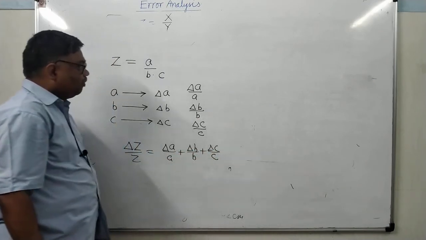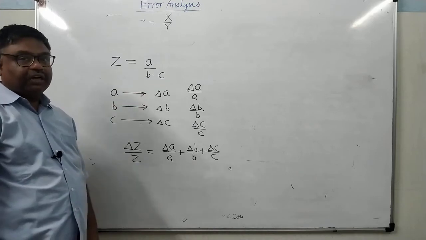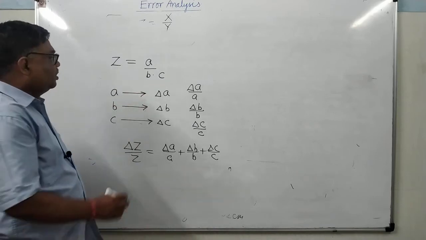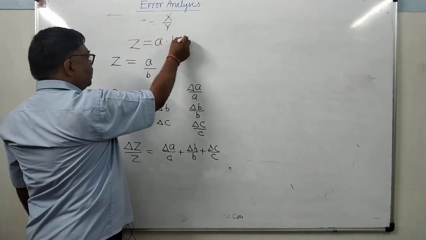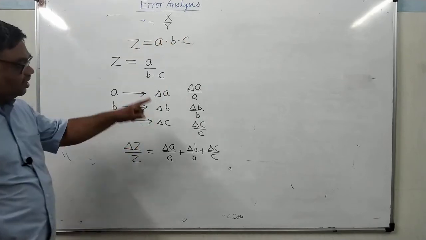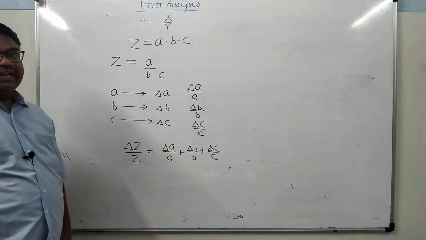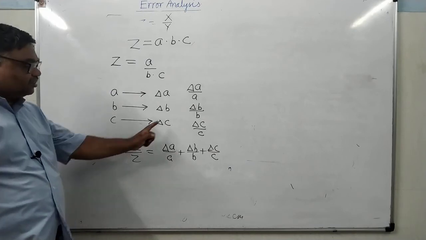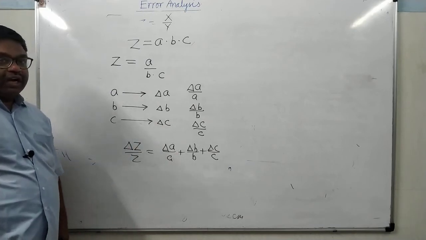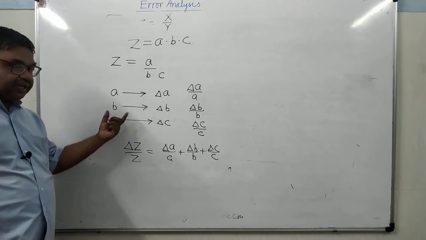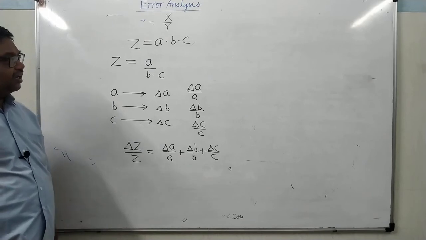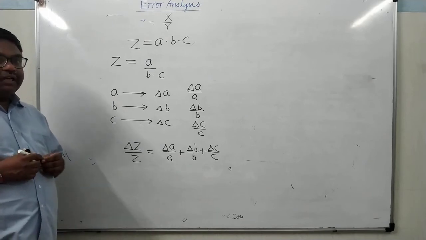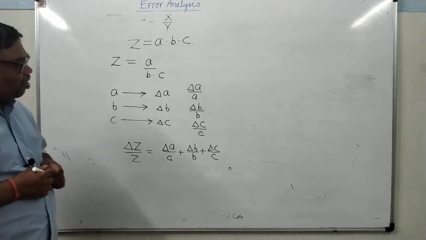There will be no effect that this is in denominator. Whether you write the relation like this or in this way, the error will remain the same. It's clear? This will be the maximum permissible relative error. And if you have to determine maximum permissible percentage error, you multiply it by 100. We will multiply it by 100. It is clear? Now one more thing.